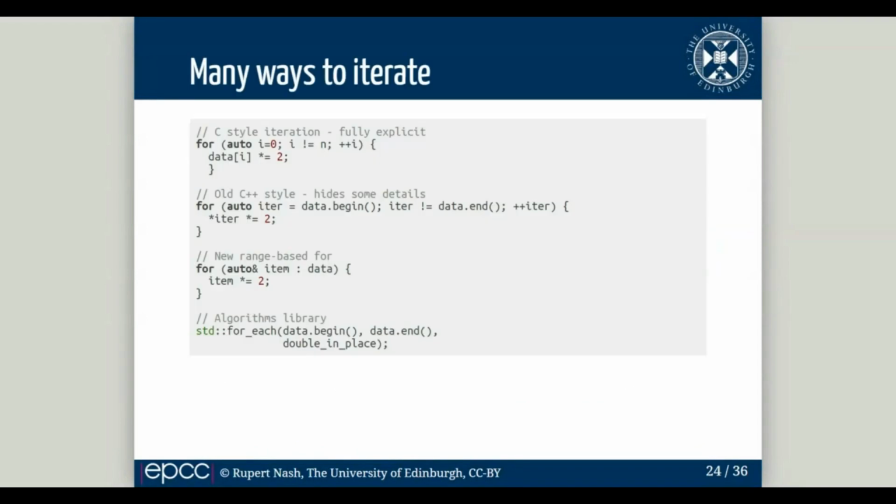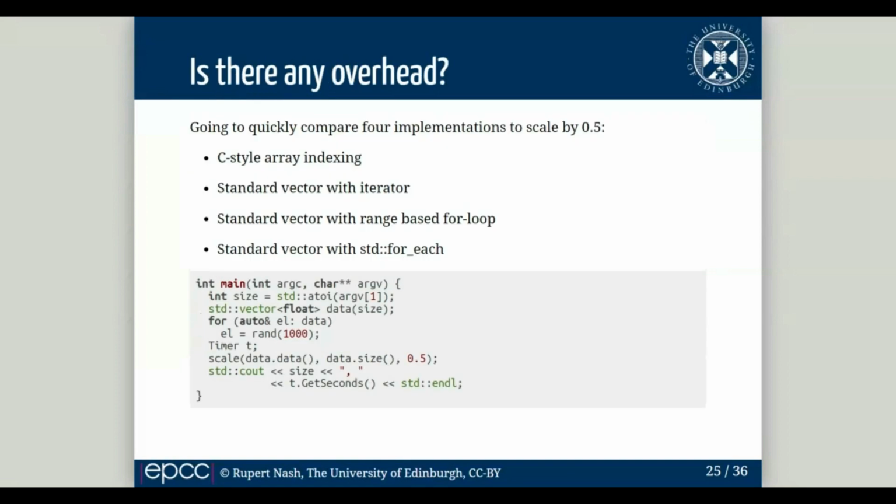Okay, so we've discussed a lot of iterators. Let's talk a little bit about performance. We started this particular section by looking at many ways to iterate through a vector. So we've now added an additional case where we use the algorithm to just double some values in place. So compare these four examples.